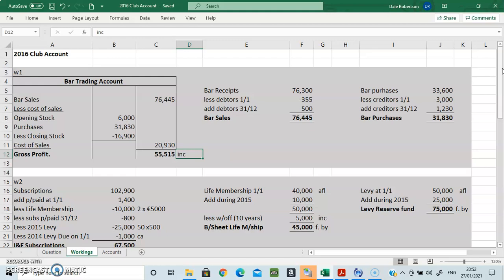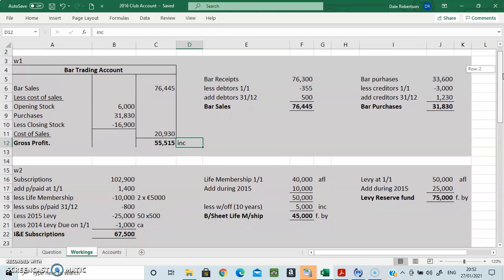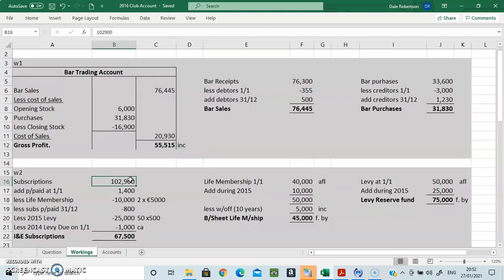The second working is to do with subscriptions. You take the original number from the bank account. It's 102,900. However, you have to add on an amount prepaid at the start of the year. And then you go to this working number 5 where you have a significant amount of information.